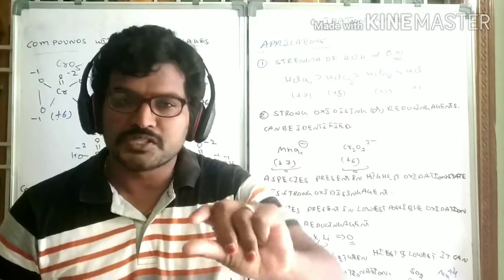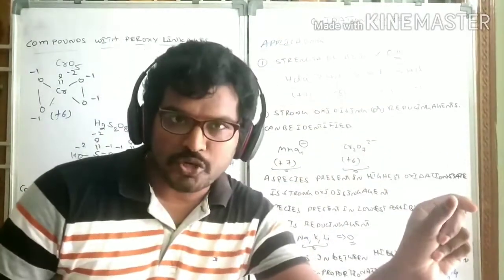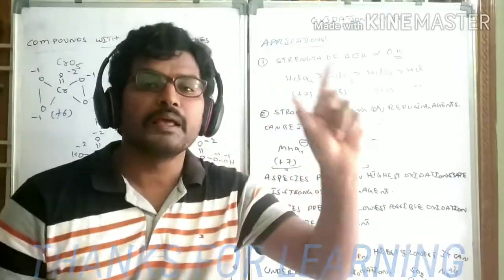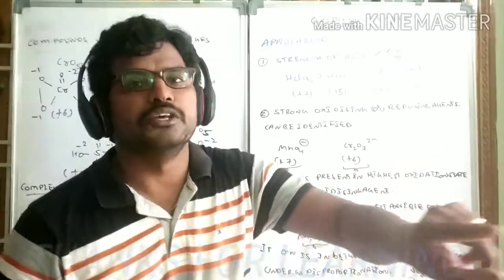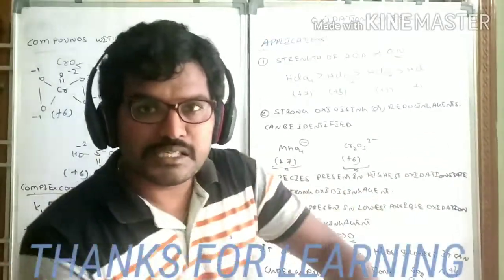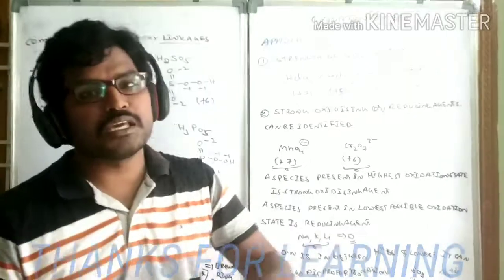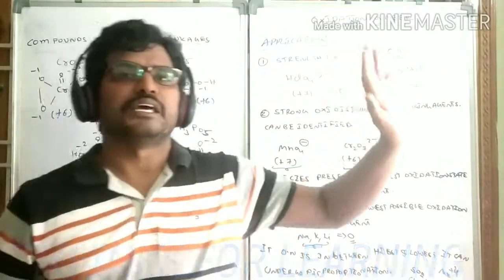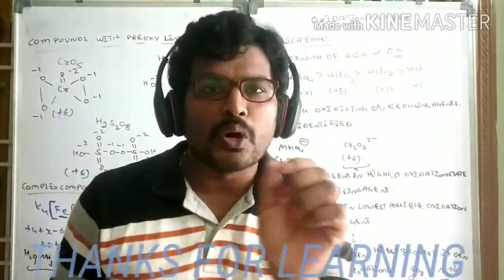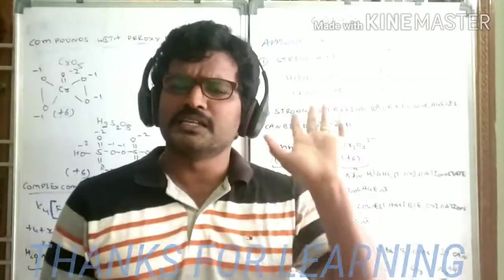Find the oxidation state. If it is increasing its oxidation state, it means it is donating electrons, so it is a reducing agent. If it is decreasing its oxidation state, it means it is taking electrons, so it is an oxidizing agent. By simple logic you can identify. There is no need to learn those reactions by heart.